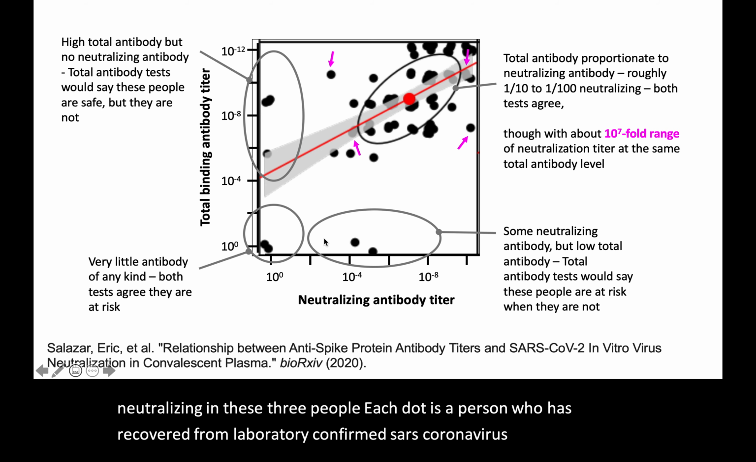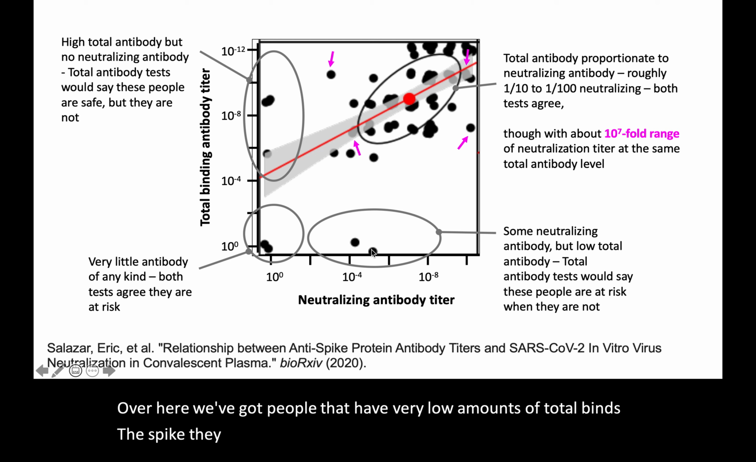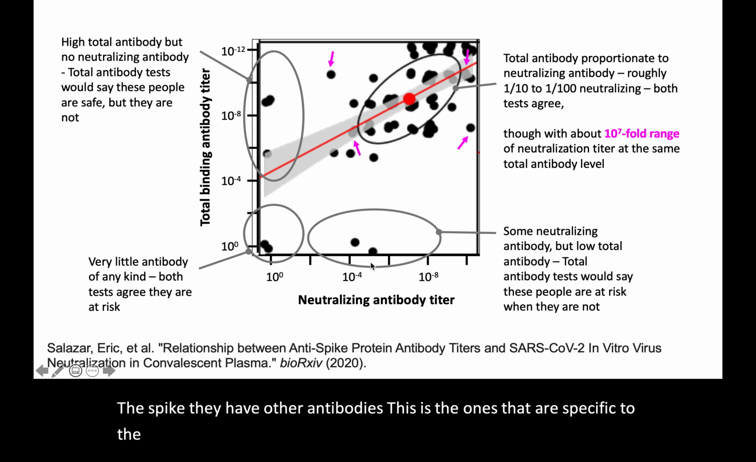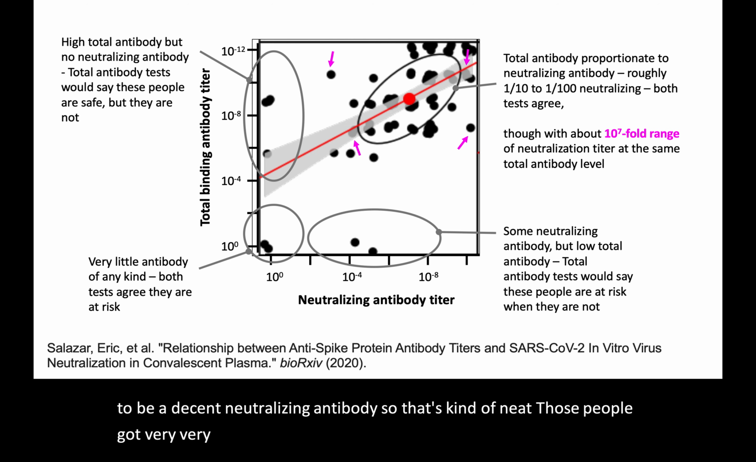Down here at the opposite side, we've got people that have very low amounts of total antibody that binds the spike. They have other antibodies. This is the ones that are specific to the virus. But it's like they made one antibody, and it actually happens to be a decent neutralizing antibody. So that's kind of neat. Those people got very, very lucky, and they might be protected.